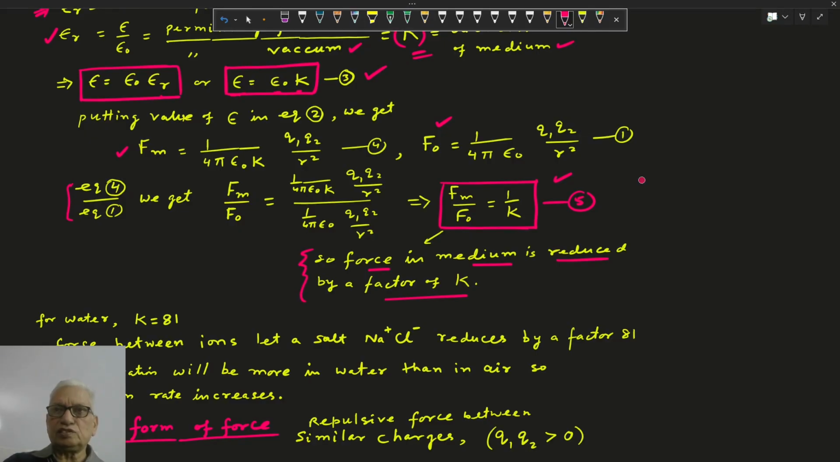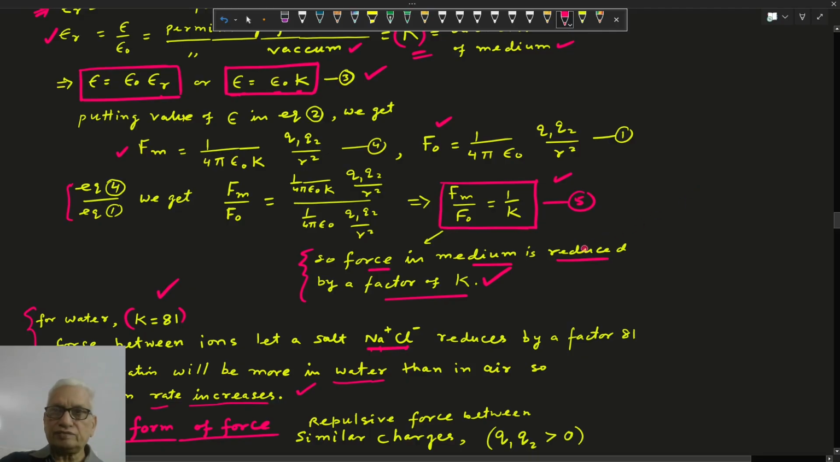So we can say the force in the medium is reduced by a factor of K. Where will the force be greater? In vacuum. Suppose water has a K value of 81, and suppose we have taken salt. Comparing the force in vacuum and the force in water, the attraction force between the sodium and chloride ions is reduced by a factor of K. So more and more ions are there because of the weaker forces, and the reaction rate in water is faster in comparison to when there is no water. The force becomes weak, ionization is more, so any reaction done in water has a faster reaction rate, as we have seen in the lab.